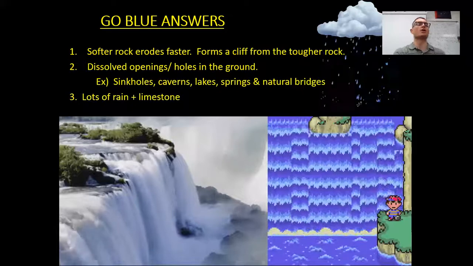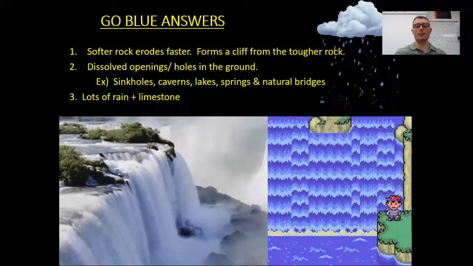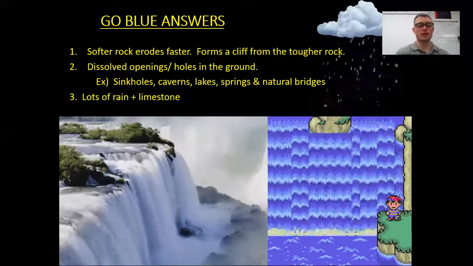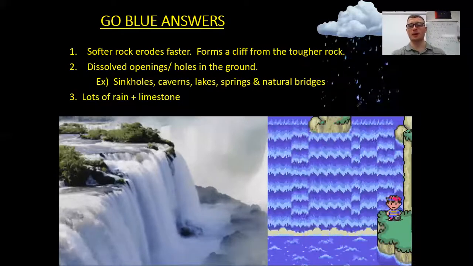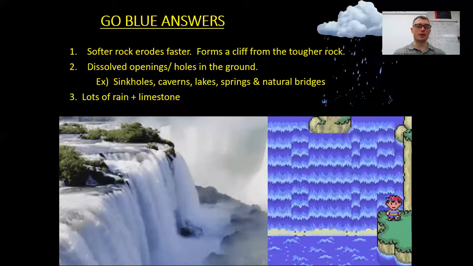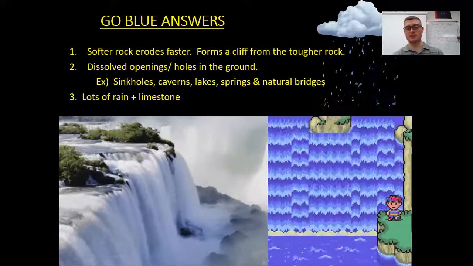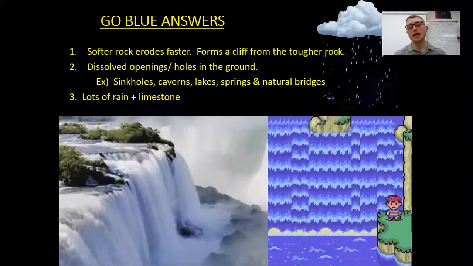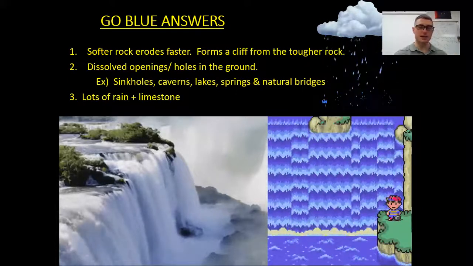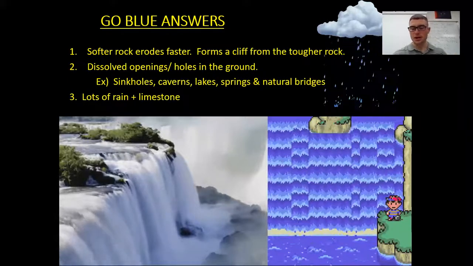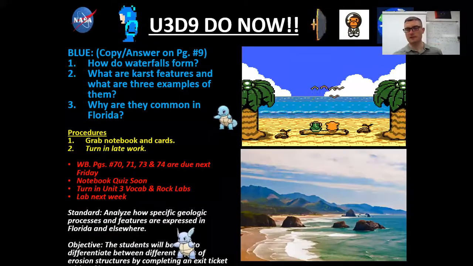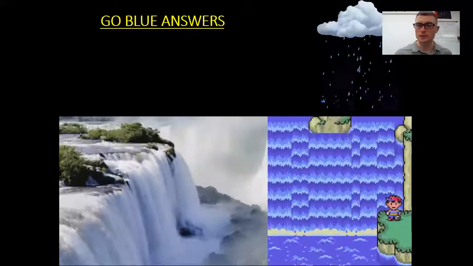And then number 3, guys, why is Florida the top place for these things? Why is Florida such a big deal for these types of things? Well, because Florida gets lots of rain and all of our ground is made up of limestone. Limestone dissolves really easily. We get a lot of rain. It's a recipe for ground that's like a sponge, ground that has a lot of holes in it. And a big reason why we're the sinkhole capital of the United States. So that is the info for our Go Blue, which was on page 9. Do make sure to have that for future notebook quizzes and notebook checks.